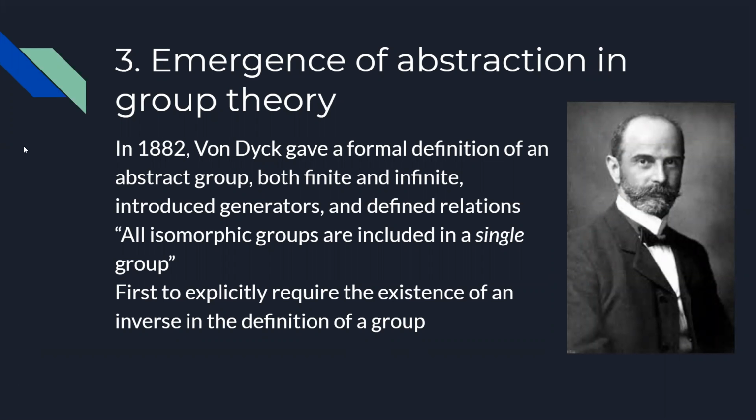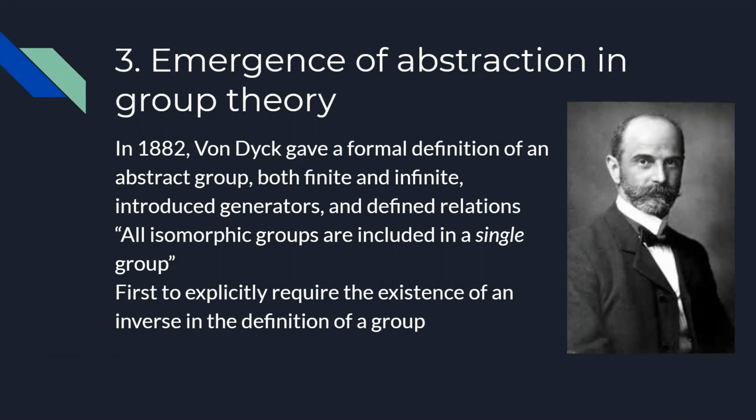In 1882, Von Dyck gave a formal definition of an abstract group, both infinite and finite. He introduced generators and defined relations. A quote I pulled from the article is he said that all isomorphic groups are included in a single group. So this is what we've been studying, and on that huge list of groups that are isomorphic to each other, there are only certain groups of certain orders, and the rest of them are isomorphic to them.